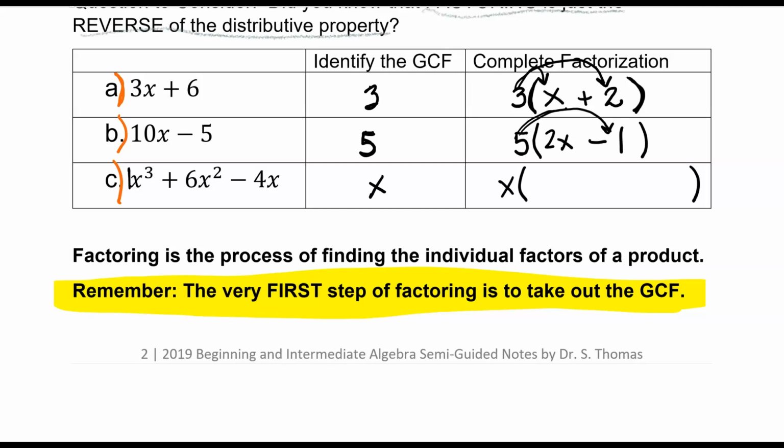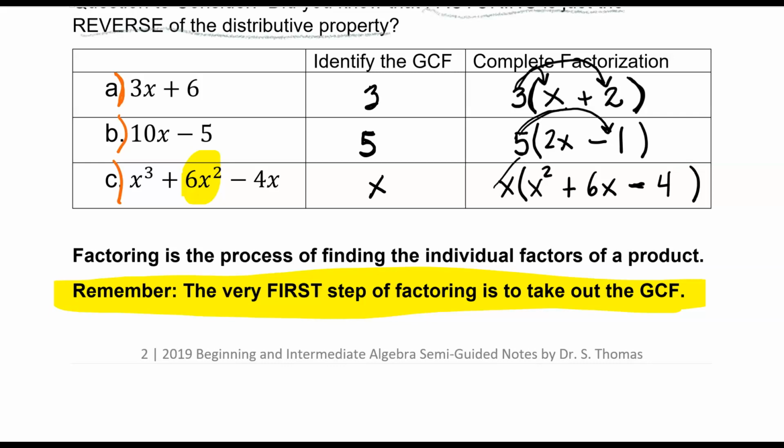So x times what will give you back the first term will be x squared, plus what will give you back the middle term, that would be 6x, and then minus what will give you back that last one, it would be 4. Since we already have an x, times this will give you the -4x.